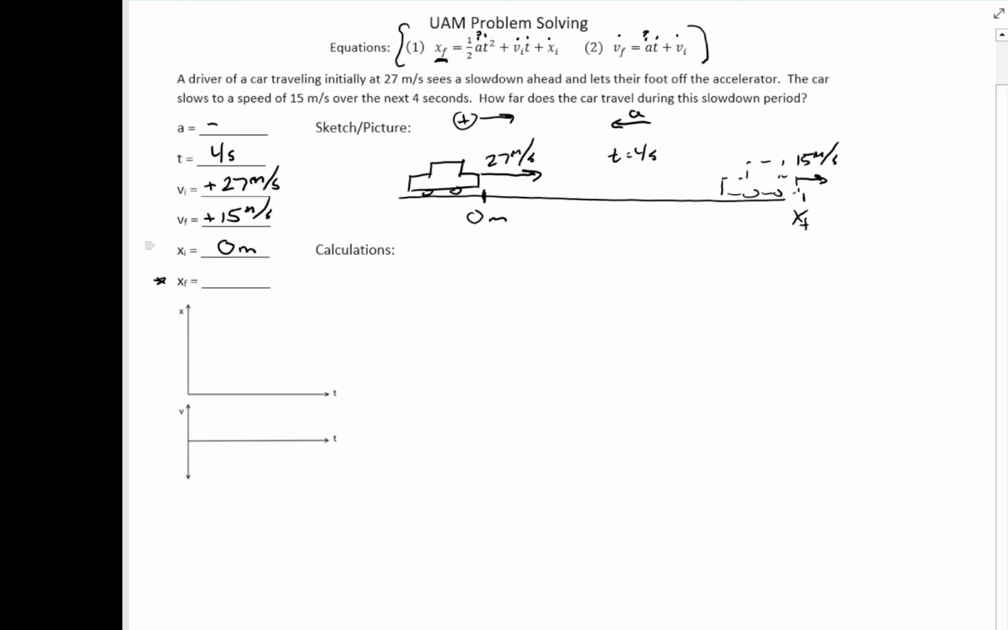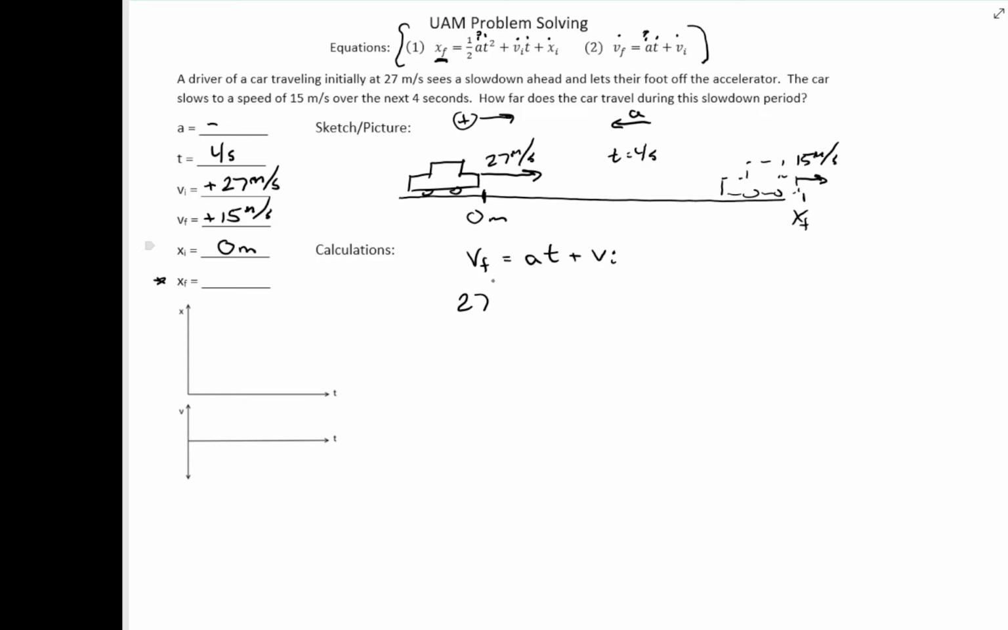So as I go through here, I'm now asking myself, well, is there one of these equations that I could find a missing piece? Well, I want x final. However, I'm missing A, the acceleration. However, in this second equation, I have everything except for the acceleration. So now I can use that second equation and solve for A. So I'm going to take equation number 2, which says that the final velocity of the object is its acceleration times its time plus its initial velocity. And now I can substitute the values I have. I have 27 meters per second.